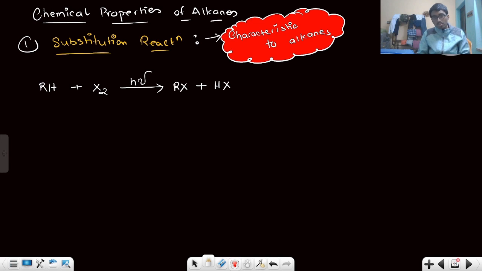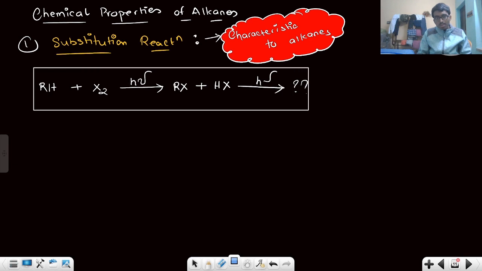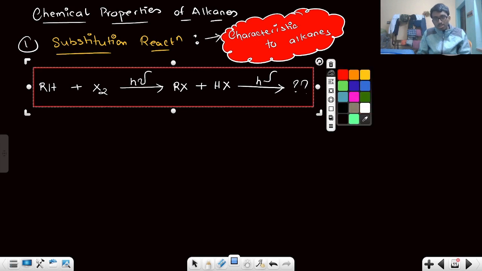Okay, so I am just putting an arrow and I am putting a question mark because I don't know how much carbon is present here. So did you understand why I put a question mark? I put a question mark because the reaction is supposed to continue till the hydrogen is not replaced. Okay, so this is the basic funda of this. Did you all understand? Any doubt? No doubt. Right.